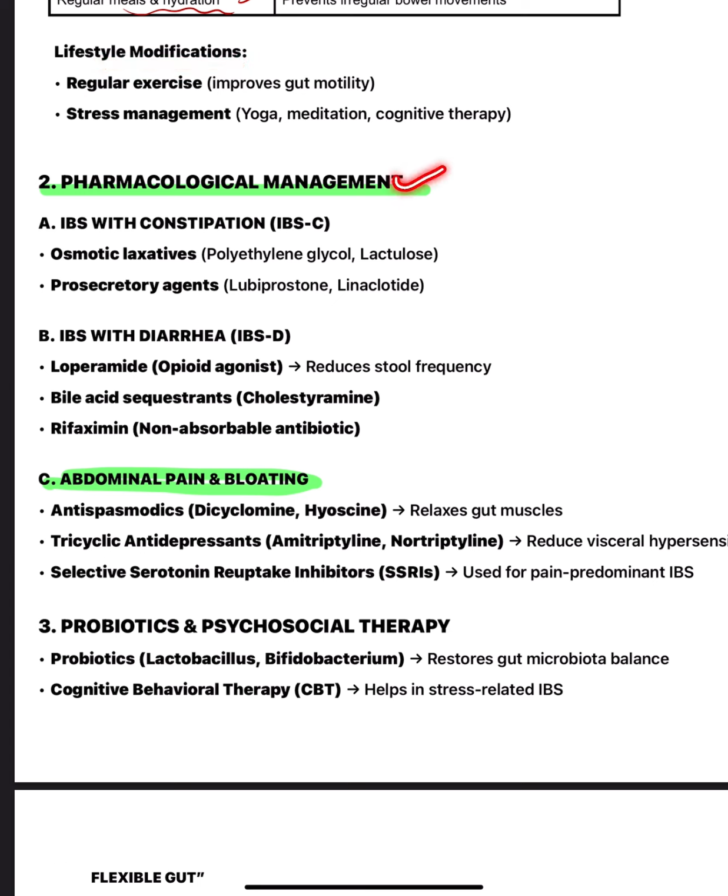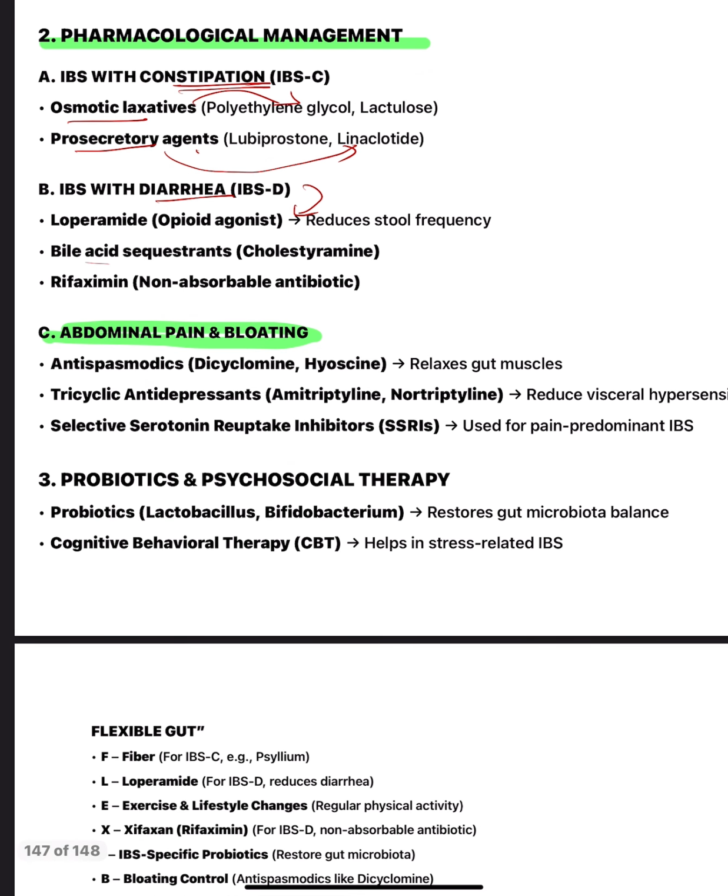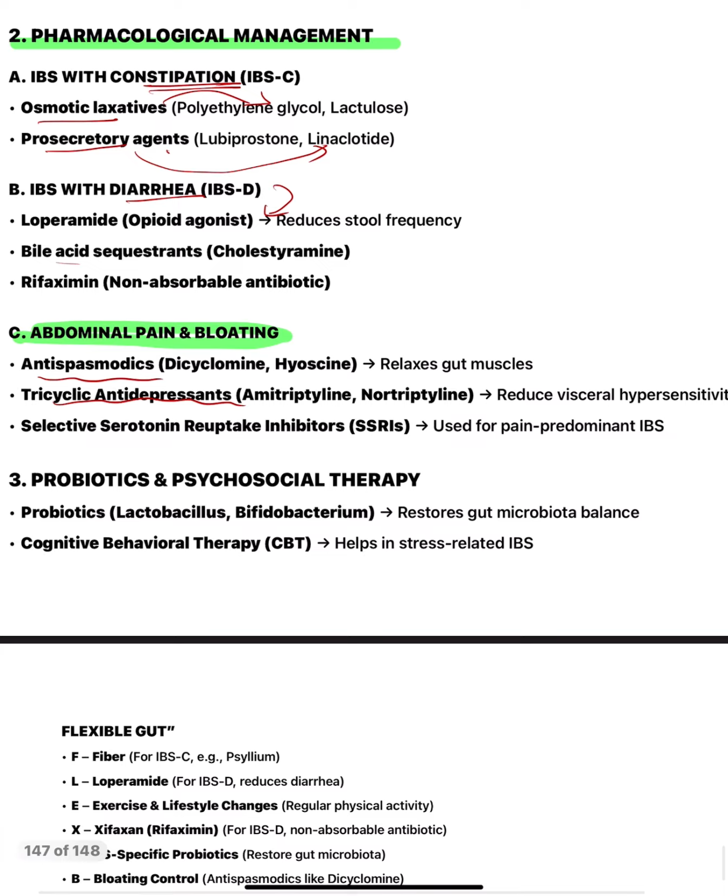And then pharmacological management. With constipation, it means osmotic laxatives and pro-secretory agents. At least remember one each. Osmotic laxatives are PEG, polyethylene glycol, or lactulose. Pro-secretory agents is linaclotide. Then IBS with diarrhea means give loperamide or rifaximin, or a bile acid sequestrant. Remember one for each is enough. Then for abdominal pain, you give antispasmodics like hyoscine that relaxes the gut muscles, and TCAs like amitriptyline, SSRIs.